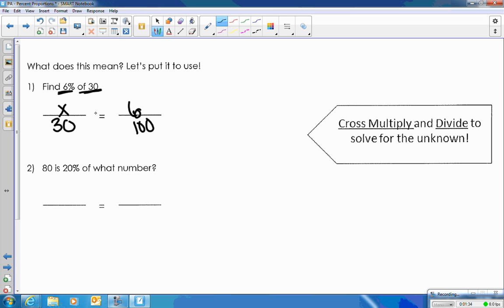So we're going to cross multiply because these ratios are the same. We're allowed to do that. 6 times 30 is 180. x times 100 is 100x. This is a multiplication equation. How do you undo multiplication? You divide by 100. But remember, you have to do it on both sides. So x is going to equal 1.8.